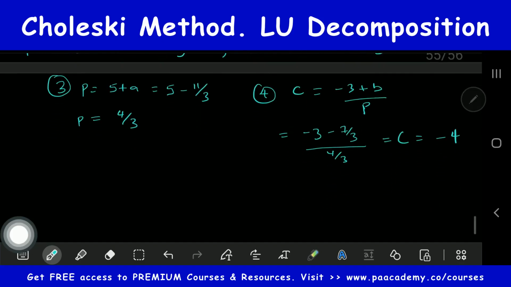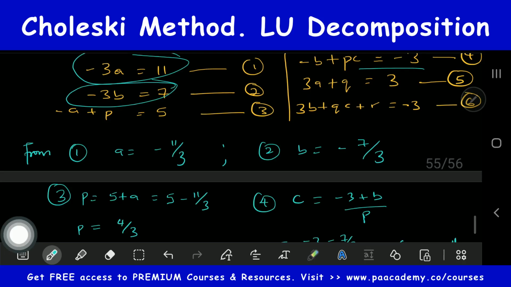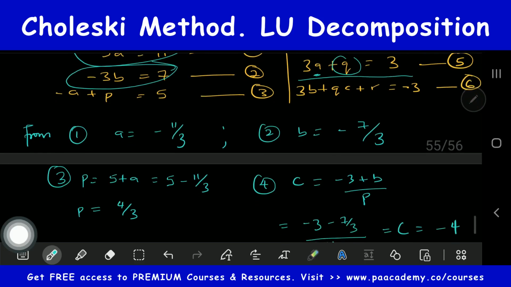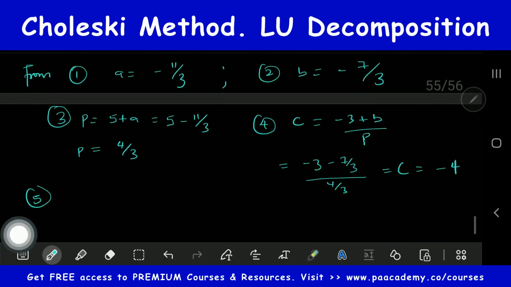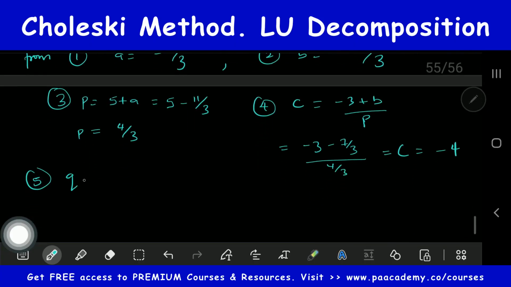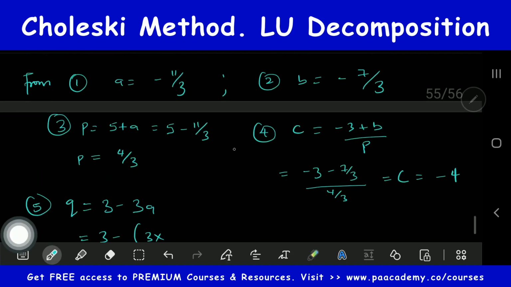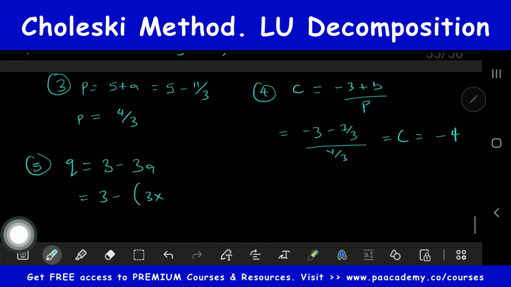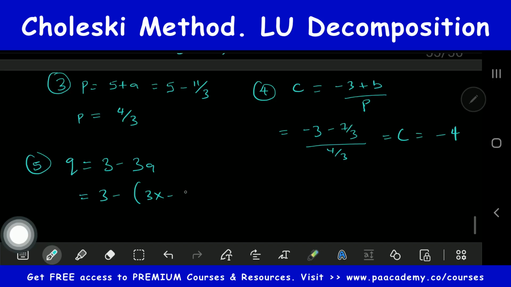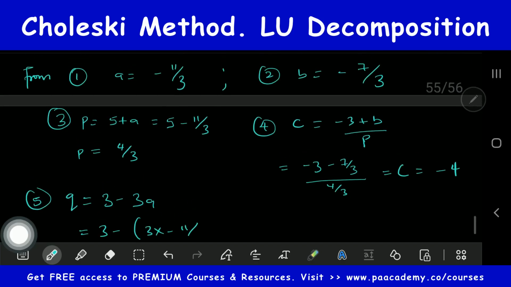Okay, so now from equation 5, so let's see what our equation 5 is. This is it right here, 3a plus q equals 3. So the aim here is to get our q, because we already know what our a is. So if we make q subject formula, that means our q will be equals to 3 minus 3a. And then we can write that to be 3 minus, so that will be 3 times, our a is minus 11 over 3. 3 times minus 11 over 3.